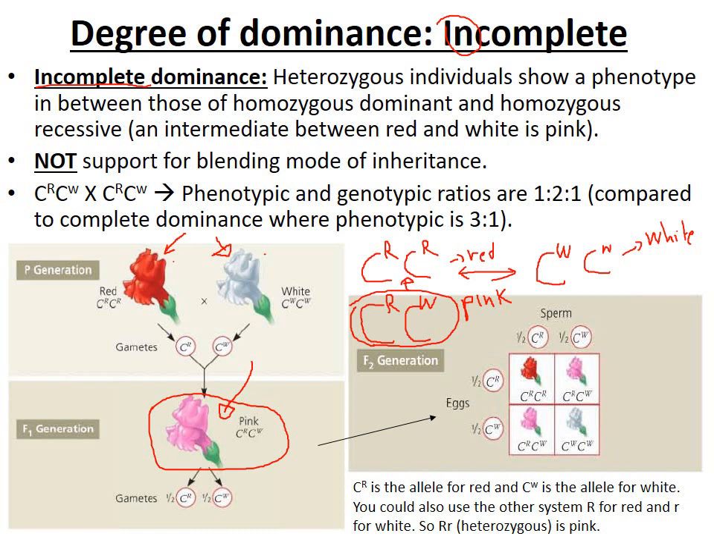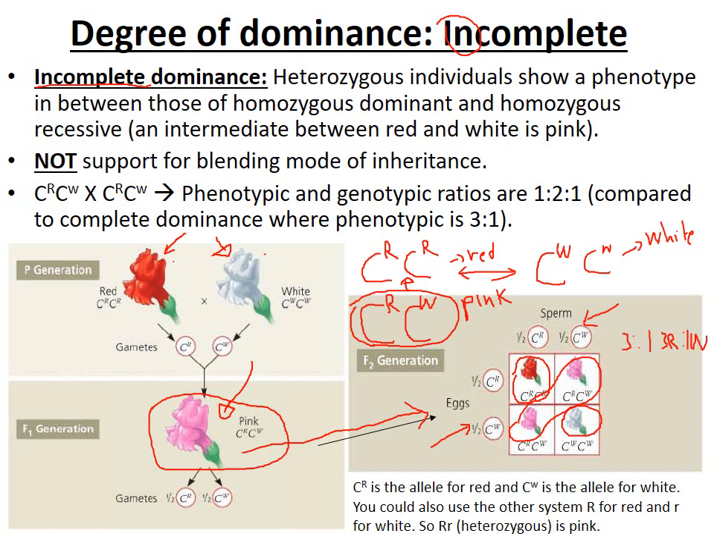Now, if you make a Punnett square with the F1 generation, the heterozygous individuals, you have CR CW on top, CR CW on the side, you'll notice you get your red flower, two pink flowers, and one white. So phenotypically, this is no longer a 3-to-1 ratio. If it was dominant, we would have 3 reds, I'm just going to put R for red, to 1 white. If it was completely dominant.